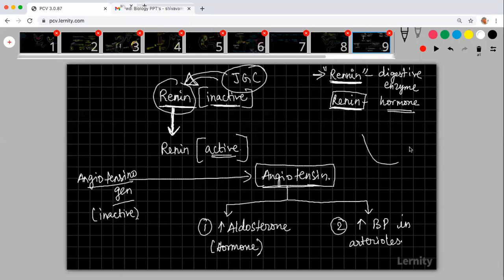So now imagine that in the arteries the BP is higher. When blood comes through here, the pressure is higher. So what do you think will happen? Will the filtration increase or decrease? Are we able to understand?